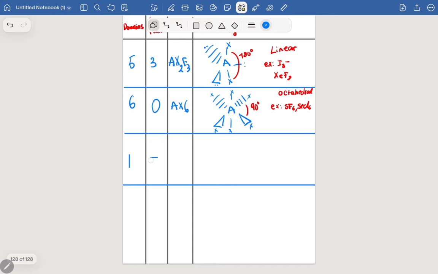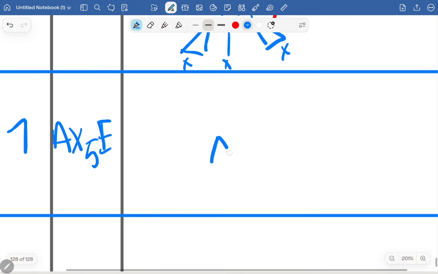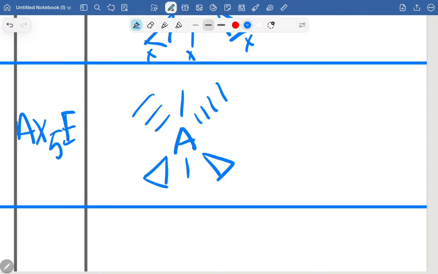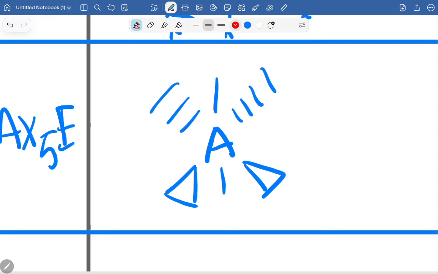Now we move on to 6 and 1. So that's going to be AX5E. So what did they do in AX5E? They took our central atom and they did all of the bonds same as before. Now, how this is going to happen is that we're going to put the lone pair here in the plane, and everything else is going to be an X.